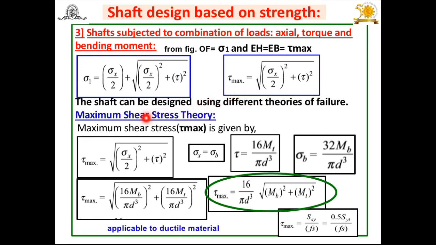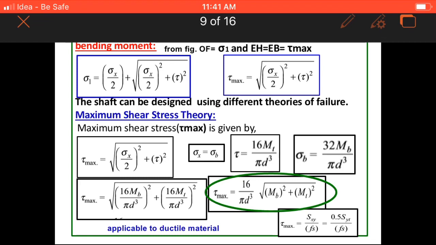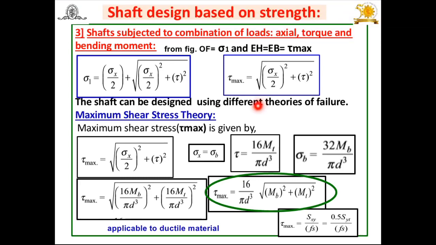Now again, an important thing while designing the shaft: what care we have to take when it is subjected to a combination of load? That time it should be designed using different theories of failure. Now let us consider the first theory, the maximum shear stress theory. According to the maximum shear stress theory, tau max is given by under root (sigma x by 2)² plus tau².